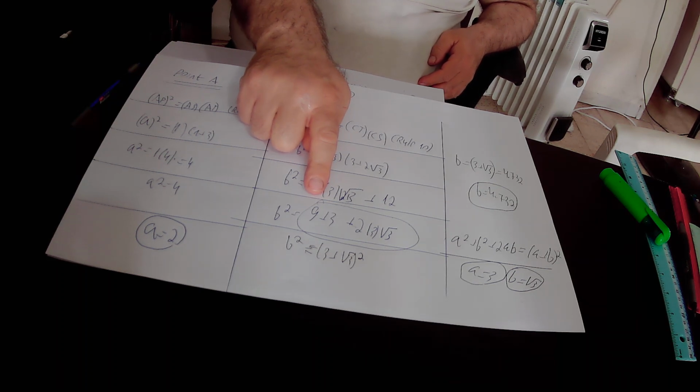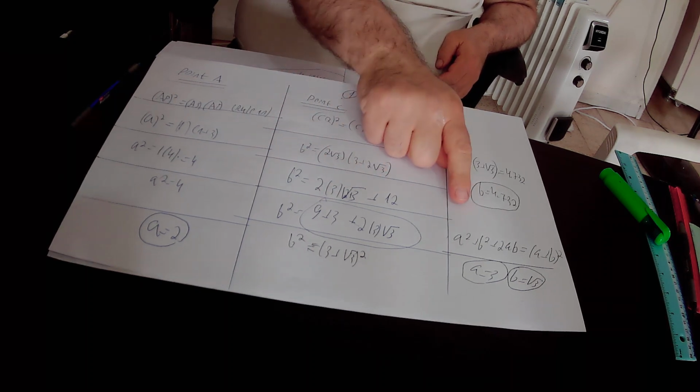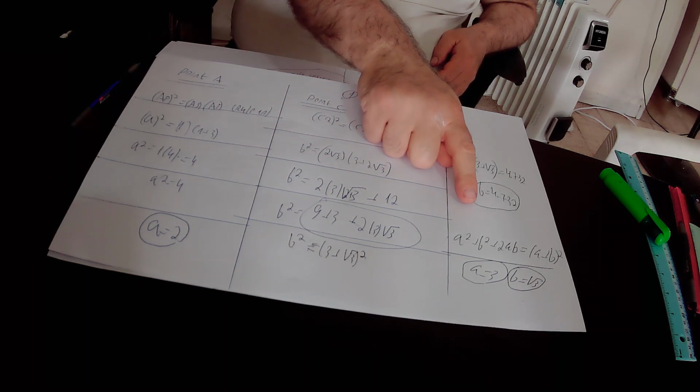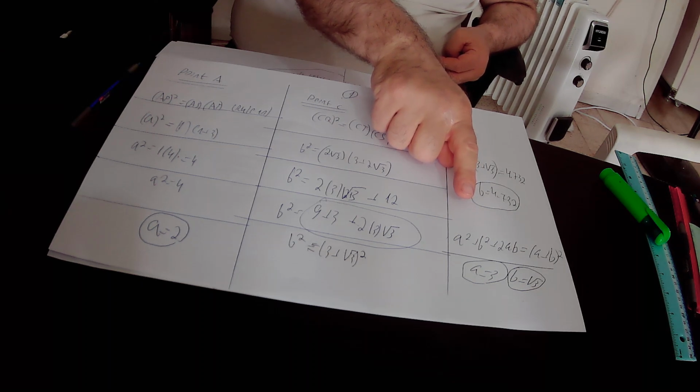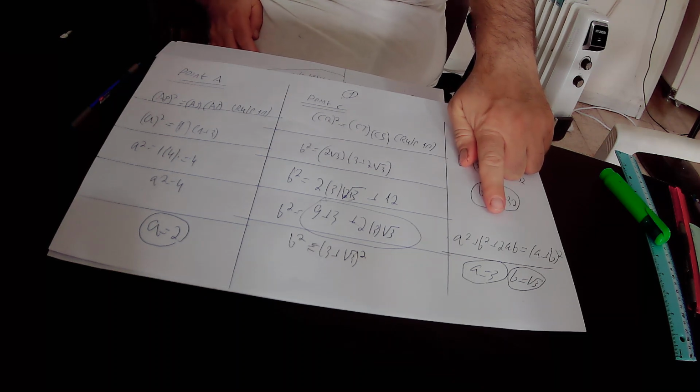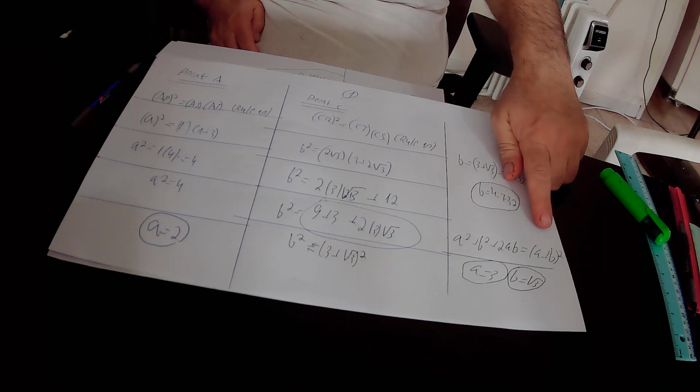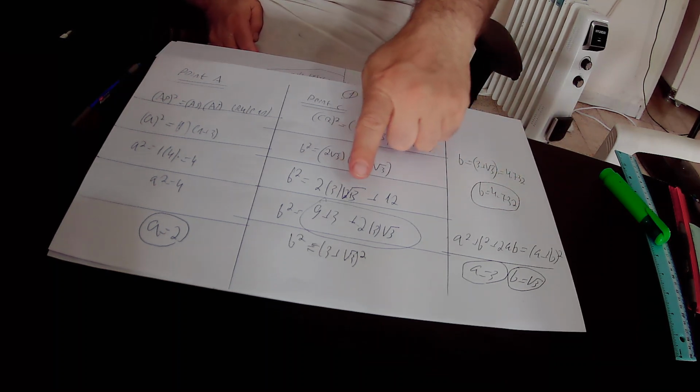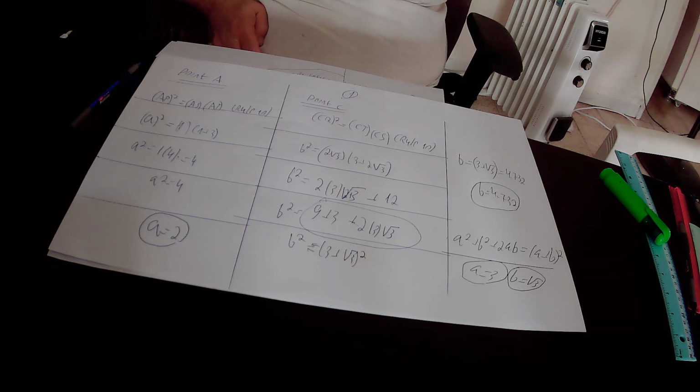This expression 9 plus 3 plus 2 times 3 times square root of 3 is equivalent to the expression a square plus b square plus 2ab if we substitute a by 3 and b by square root of 3. We get that a square plus b square plus 2ab is exactly 9 plus 3 plus 2 times 3 times square root of 3. According to this algebraic identity, this expression equals (a plus b) square, so it must also equal (a plus b) square when a equals 3 and b equals square root of 3.